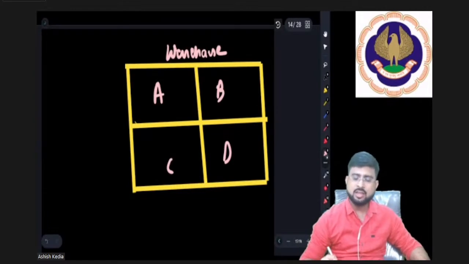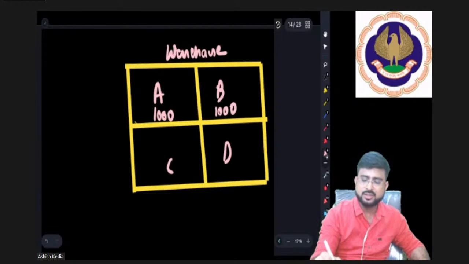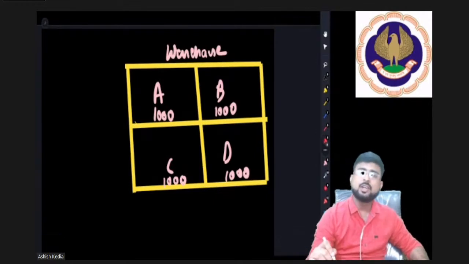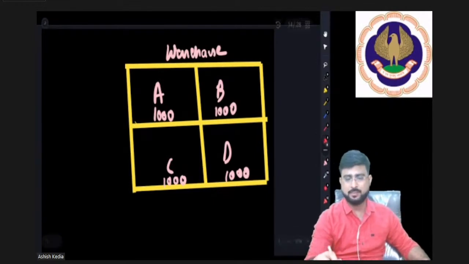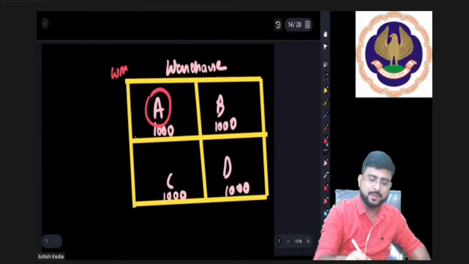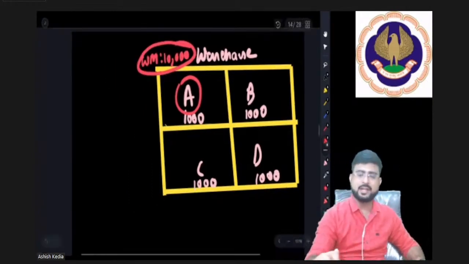Room A can hold at max 1000 commodities. Same for room B, room C, and room D. Now each room is so big that to guard it, you need a watchman. Let's say to guard room A, a watchman is wanted for 10,000 rupees per month. Same for each room.